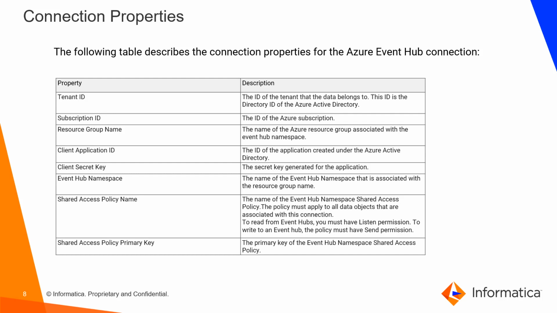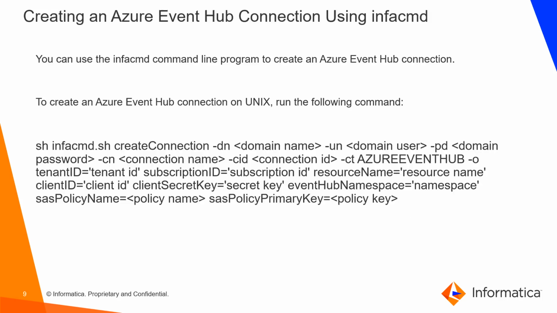Under the connection, you should have handy the tenant ID, the subscription ID, the resource group, the client application ID, the client secret ID, and the Azure Event Hub namespace. Having these details ready, we can create an Azure Event Hub connectivity from the Informatica side.